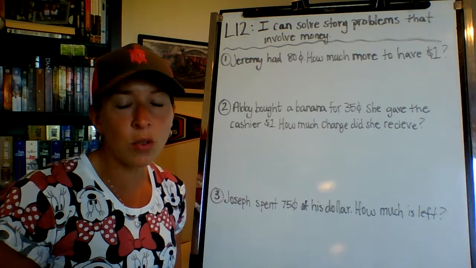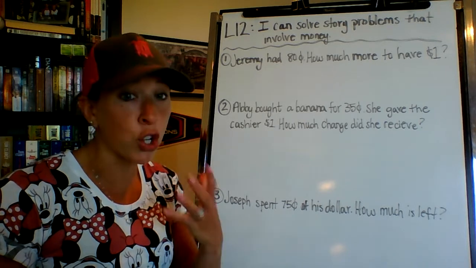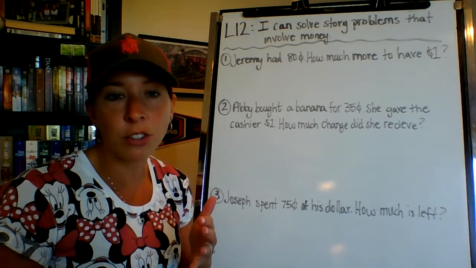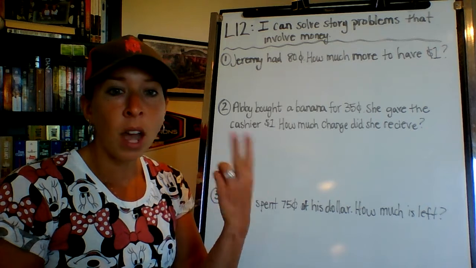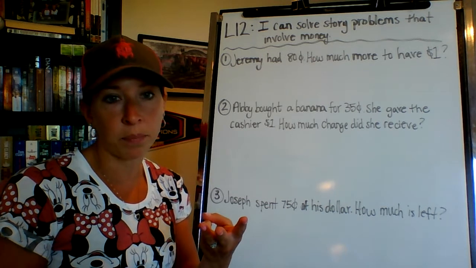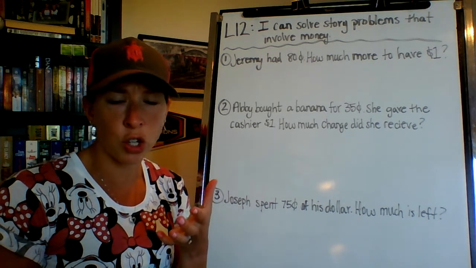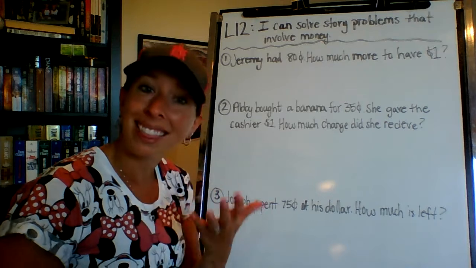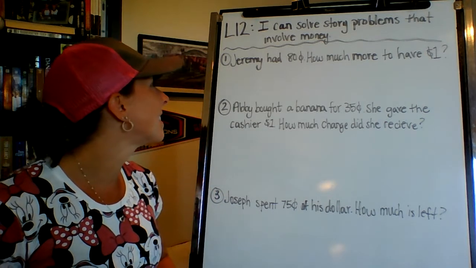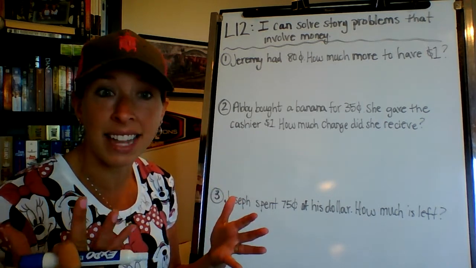And the directions do ask us to do it a certain way or show our work a certain way. So we have to use either the arrow way, a number bond, or a tape diagram, right? And those are just ways to show our work. So let's get started. The first one says, Jeremy had 80 cents.